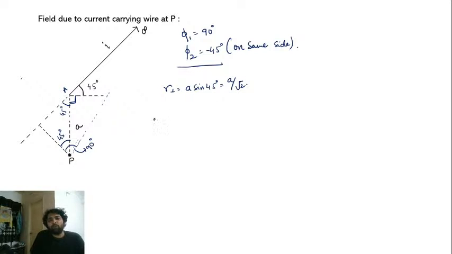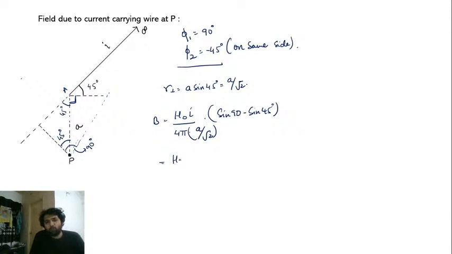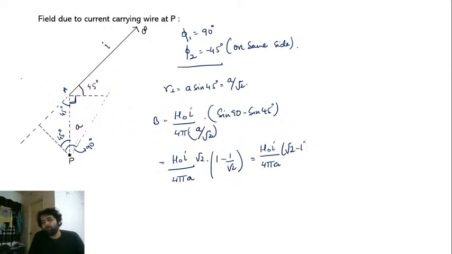अब इसमें फील्ड कितना होगा, ये सब्स्टिट्यूट mu naught I by 4 pi into r perpendicular is a by root 2 into sine 90 minus sine 45. ये कितना हुआ, mu naught I by 4 pi a into root 2 into 1 minus 1 by root 2. ये सिंपली हो गया mu naught I by 4 pi a into root 2 minus 1.